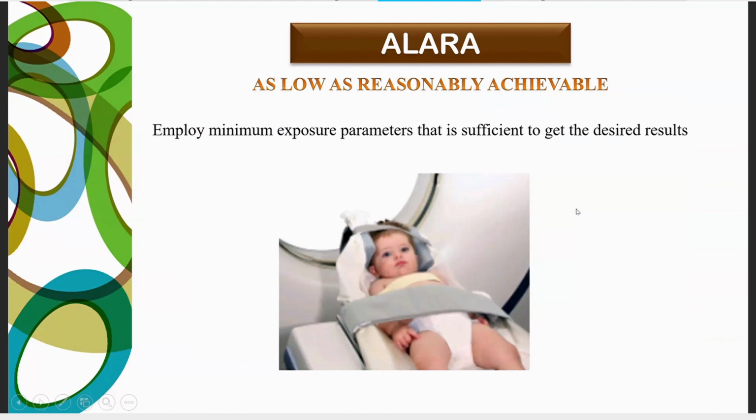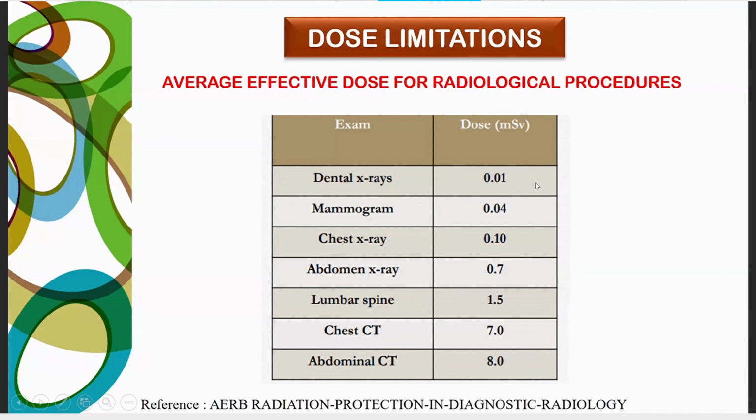And last, ALARA should be followed in pediatric imaging. So always keep the minimum exposure which is sufficient for getting the desired result in the imaging modality. But don't keep too low a radiation dose, which can lead to repetition of the X-ray examination, and that should be avoided in pediatric patients. So these are the various dose limitations given by the ICRP for each and every modality.